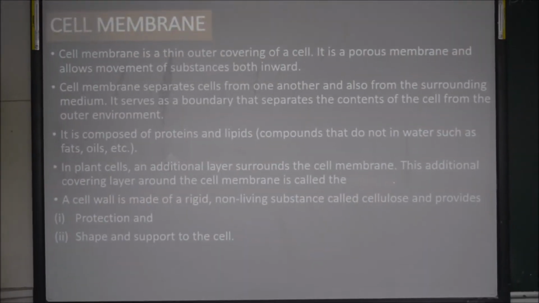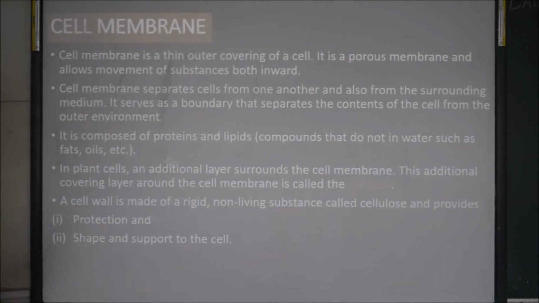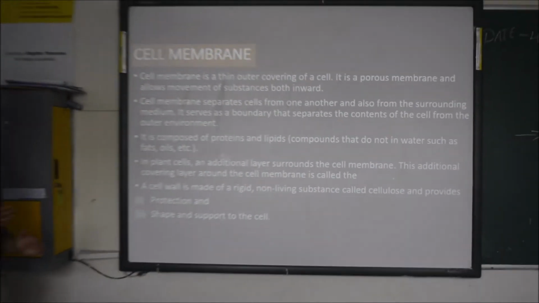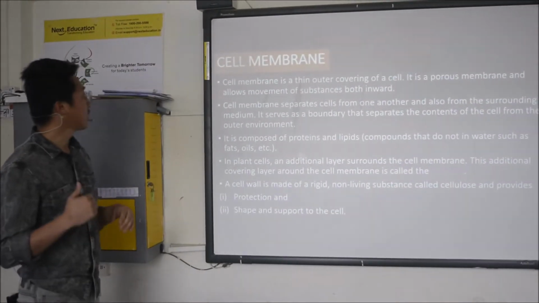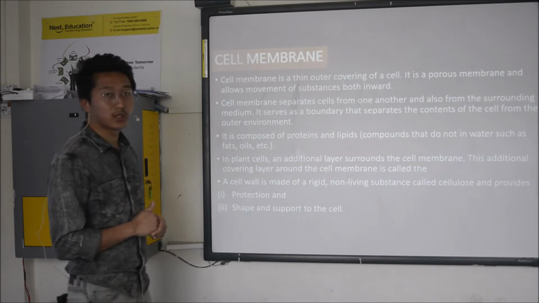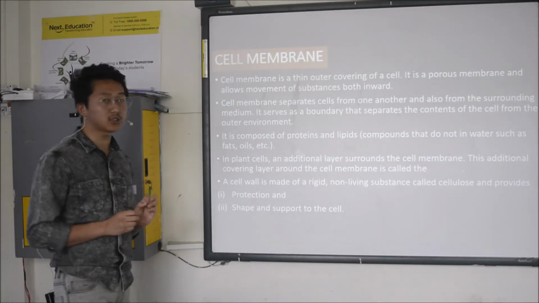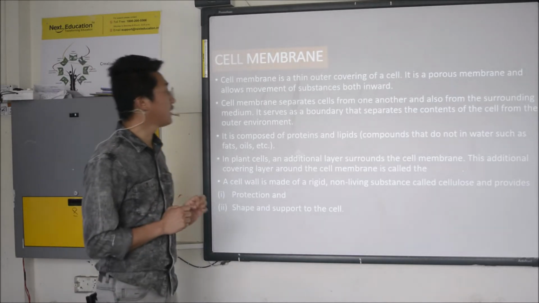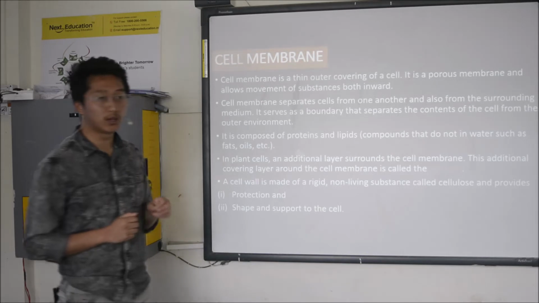Okay, the first one we will cover is the cell membrane. This is the outer part of the cell. The cell membrane is a thin outer covering of a cell. It is a porous membrane. Porous means it has tiny pores, which allow the movement of substances both inward and outward.